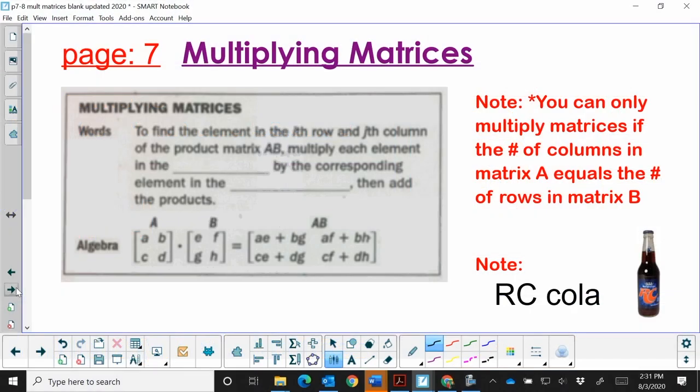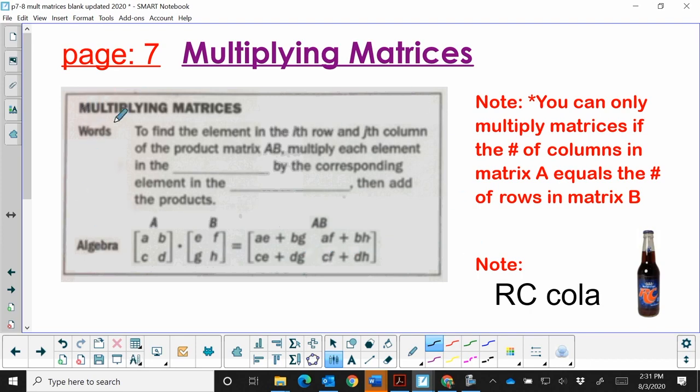What we're going to learn today is how do you multiply two matrices together. So in your interactive notebook on page 7, you are going to put the title Multiplying Matrices. So here is the little lingo, and if you were in class, we would actually cut this out and put this into our interactive notebook, but we are not there.